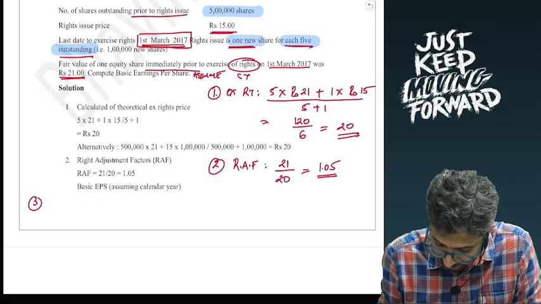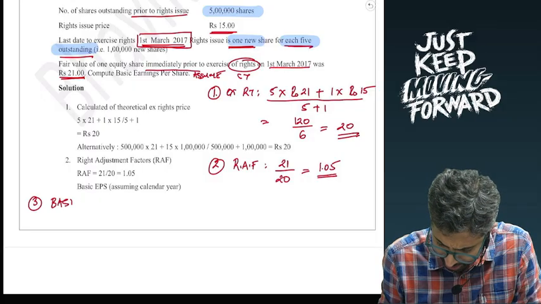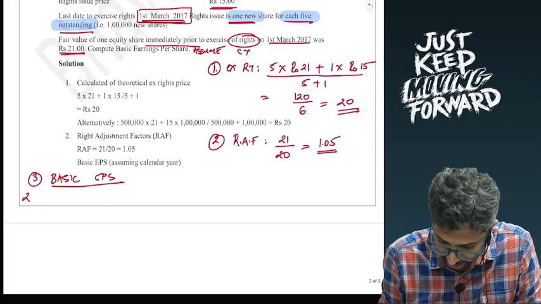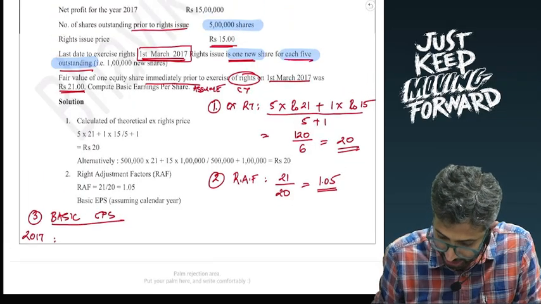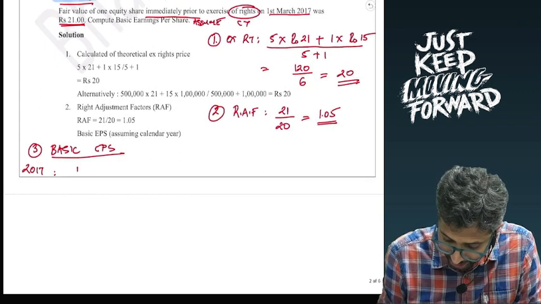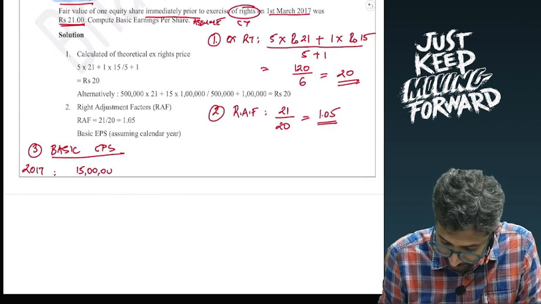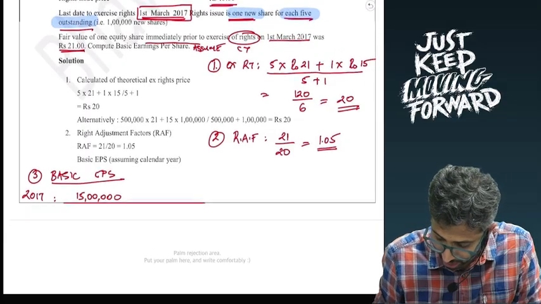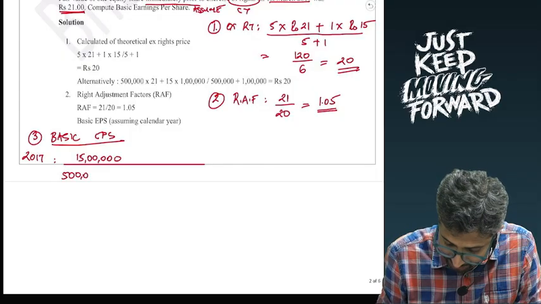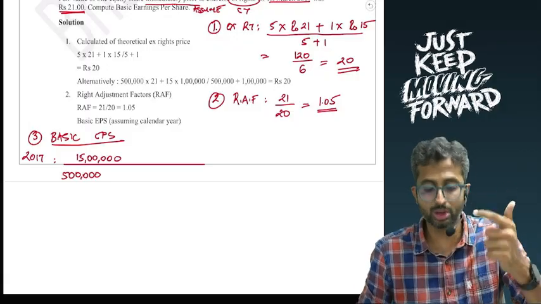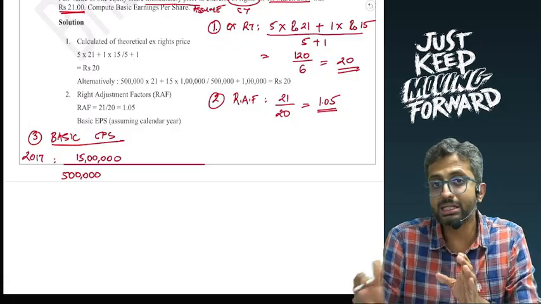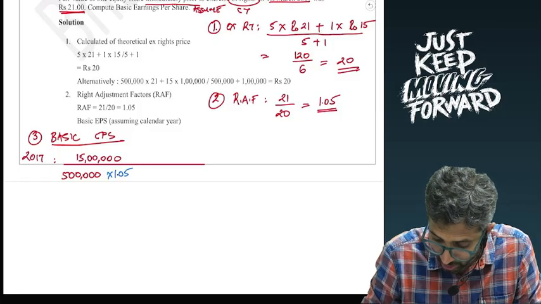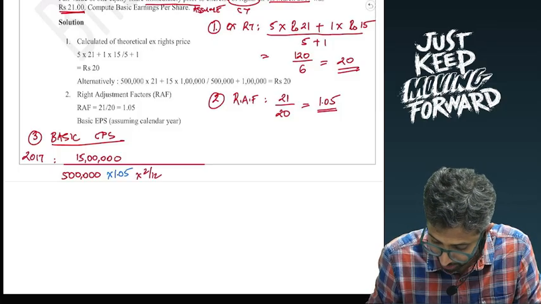So over here, point 3, if I try to find basic EPS, for which year? Well, first, for the current year, that is the year 2017. In the year 2017, I had 15 lakh worth of profit. 15 lakh divided by the number of shares. Now over here, earlier I had 5 lakh shares. But these 5 lakh shares are outstanding for January and February, that is 2 months. But this is prior to the date of rights, so I will have to multiply by 1.05, the rights adjustment factor, into 2 by 12.